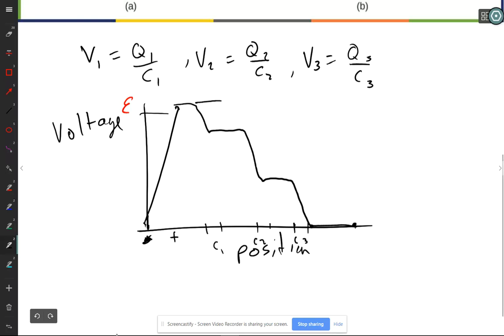So here is the voltage for capacitor 1. Here's the voltage for capacitor 2. Voltage for capacitor 3. Now those voltages are voltage differences. The difference in voltage from one side to the other side of the capacitor. And this was the EMF. So I get a mathematical equation that says the EMF is equal to voltage 1 plus voltage 2 plus voltage 3.